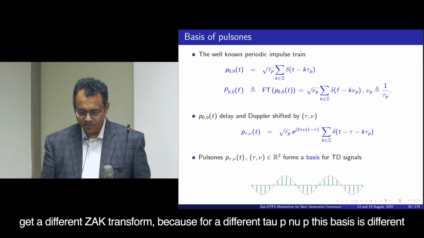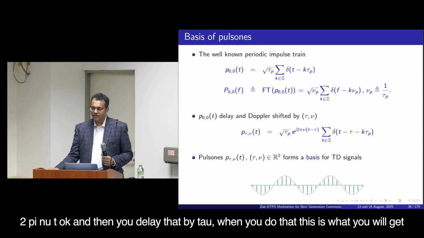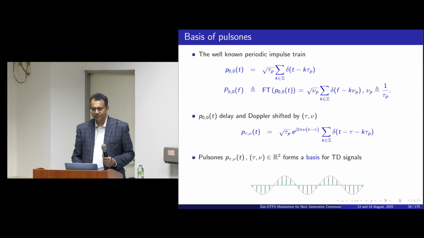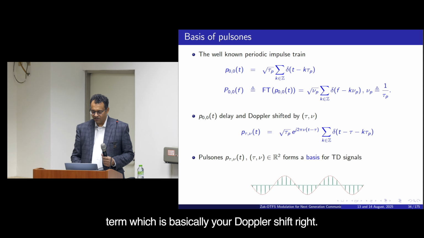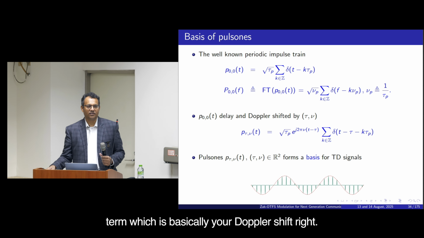Now if you take your standard pulse train and you first shift it in Doppler, so you multiply, you can try writing it in your notebook, you multiply it with e to the j 2 pi nu t, okay, and then you delay that by tau. When you do that, this is what you will get. Okay? This is what you will get. You see the pulses are shifted by tau, and you get this term which is basically your Doppler shift, right.